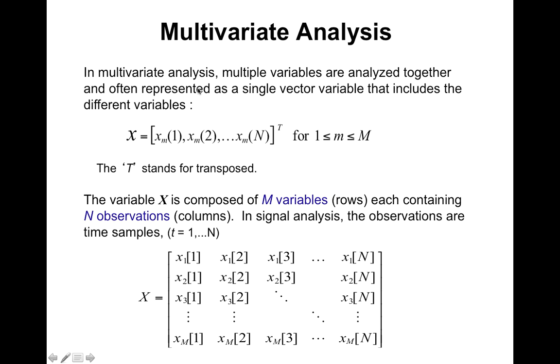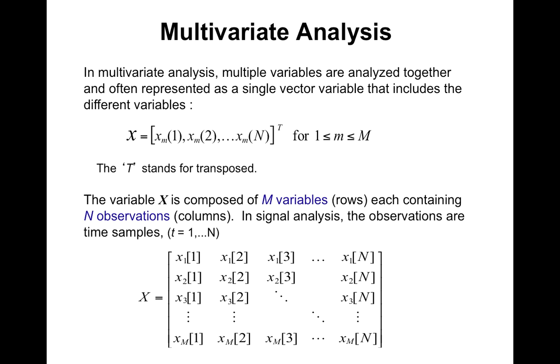Basically, what happens in multivariate analysis is you're measuring multiple variables, and they're analyzed together, and a lot of times they're represented as a single vector that includes different variables. So, for example, here's our vector x that includes variables x sub m, x sub m1, x sub m2, and so on, where m is the number of variables and n is the number of observations. It would not be uncommon, for example, to have multiple channels, which would be multiple variables, recording information as a function of time, which would be multiple observations.